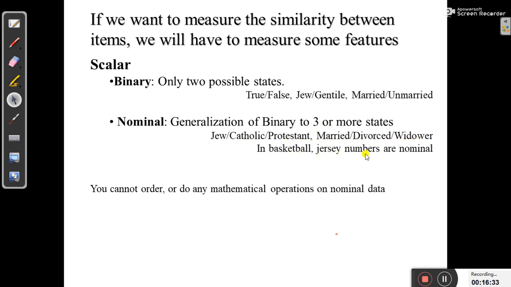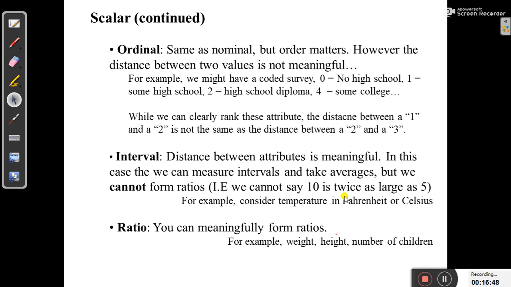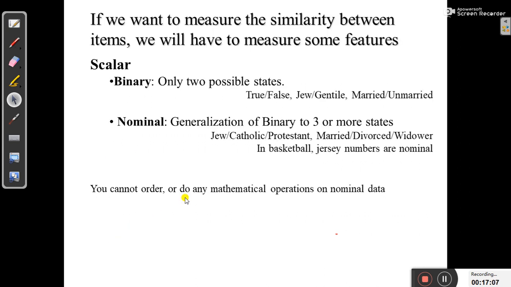In basketball, jersey numbers are nominal. You cannot order nominal data or do any mathematical operation on it. Ordinal is the same as nominal, but order matters. However, the distance between two values is not meaningful. Some variables can also be interval or ratio. So all features can fall into these types of categories.